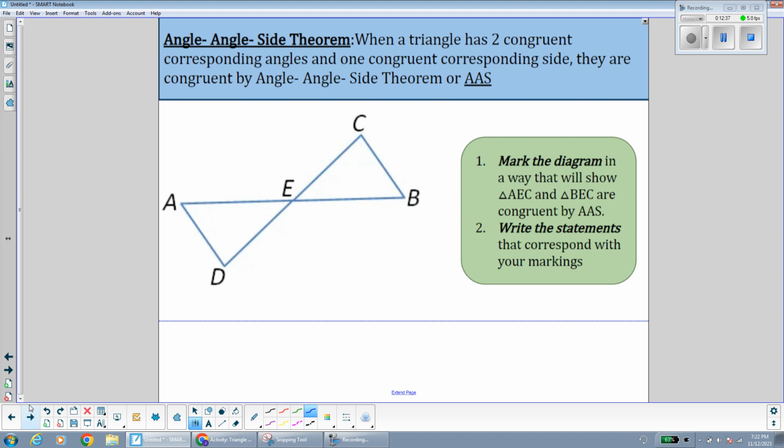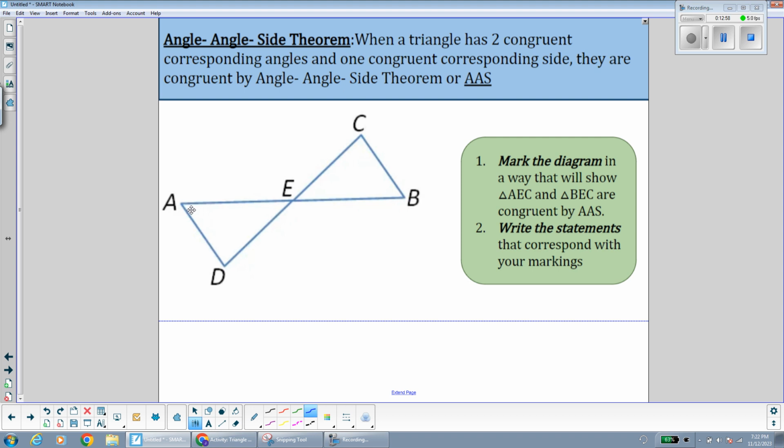Moving on to our fourth method for proving triangles congruent, we have angle, angle, side. It's very similar to angle, side, angle, except the information is going to appear in a different order. Instead of the side being directly in between the two angles, for angle, angle, side, the side is going to follow the two congruent angles.